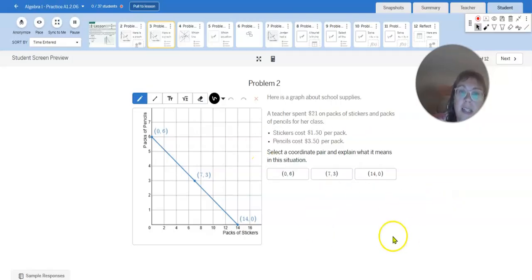Here's a graph about school supplies, same situation. Select a coordinate and explain what it means in this situation. So we just looked at 3 of these, so I want you to select one of these and explain what it means in this situation. So you're going to do this slide independently, and we just did all of those in the last slide if you want to go backwards. Let's push to slide 4.